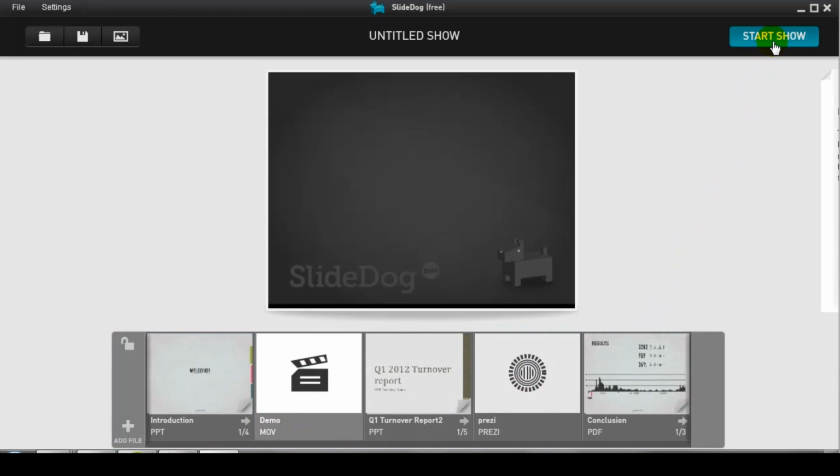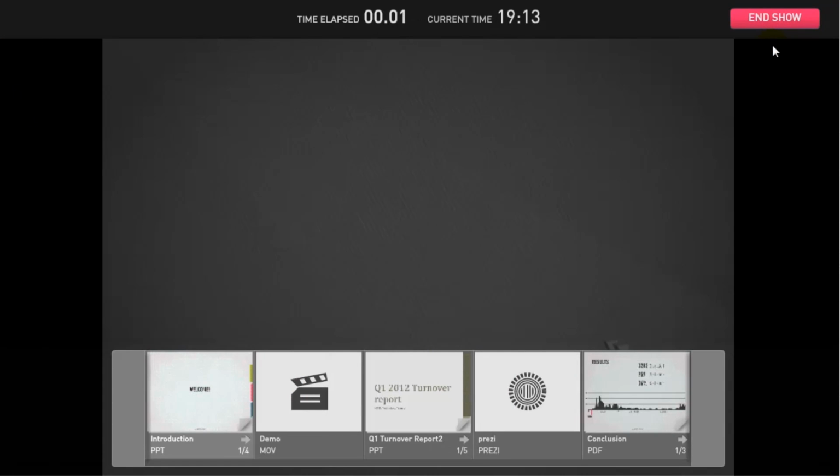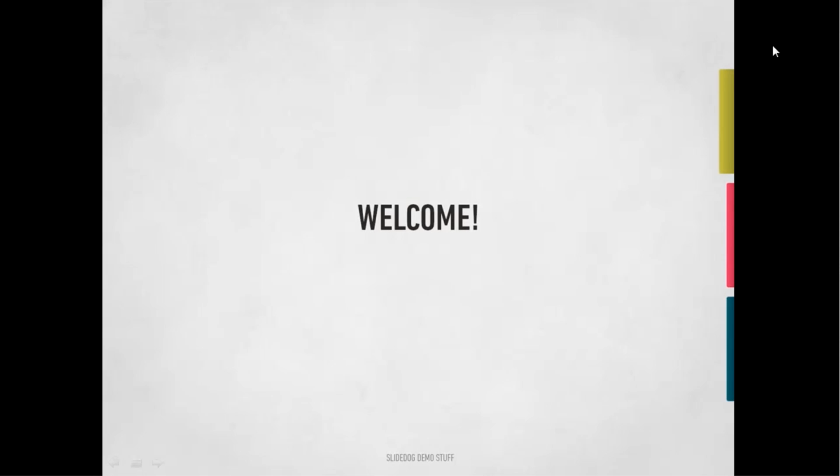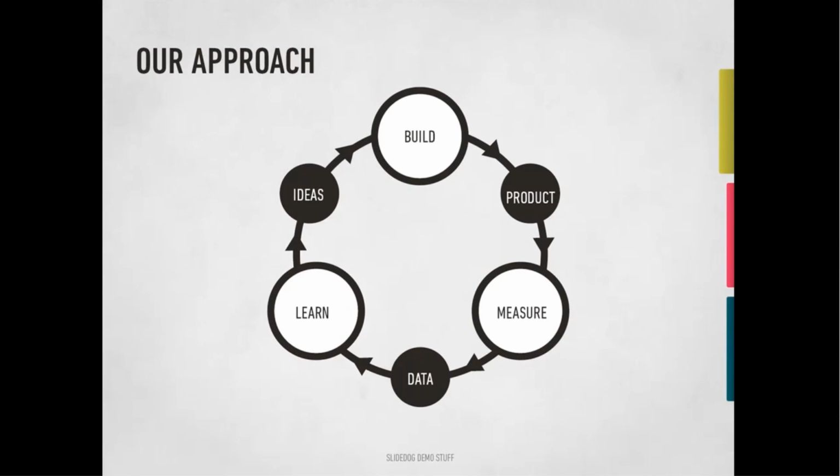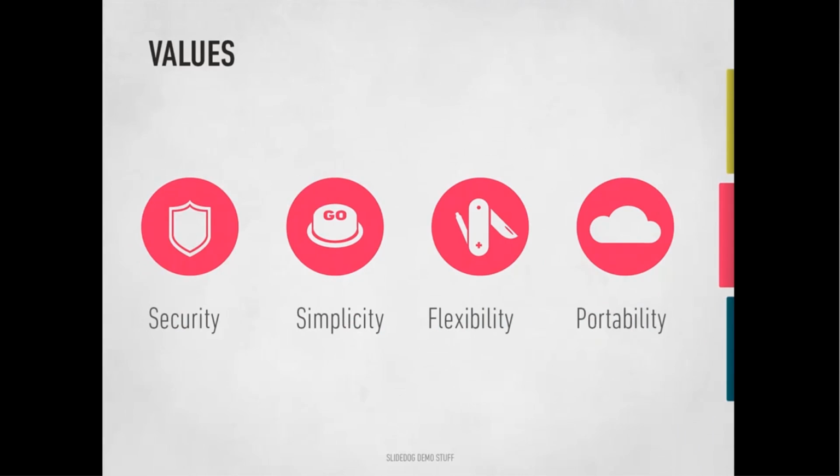We're ready to present. Once we click start, SlideDog goes into full screen mode, so there's nothing to distract the audience from the presentation in all its glory. When we get to the last slide of this PowerPoint, SlideDog will switch to the next file in the playlist seamlessly.